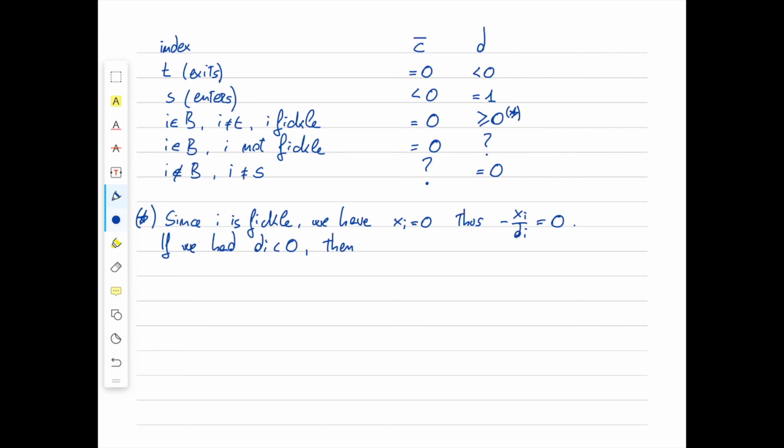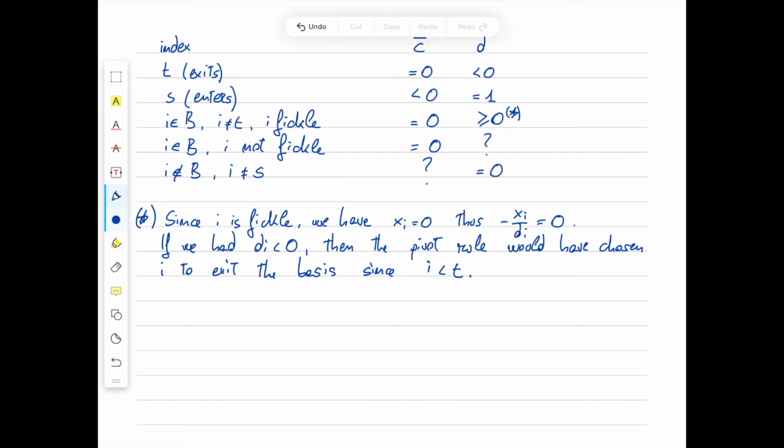So our pivoting rule comes into play, and Bland's rule tells us that the smallest index should exit the basis. But the index i, since it is fickle, is smaller than t. Therefore, our pivoting rule shouldn't have picked t to exit the basis, but it should have picked i instead. So this is a contradiction. Let me write it down. Then the pivot rule would have chosen i to exit the basis, since i is strictly smaller than t. And this is a contradiction, so we've shown that d_i is greater than or equal to 0.